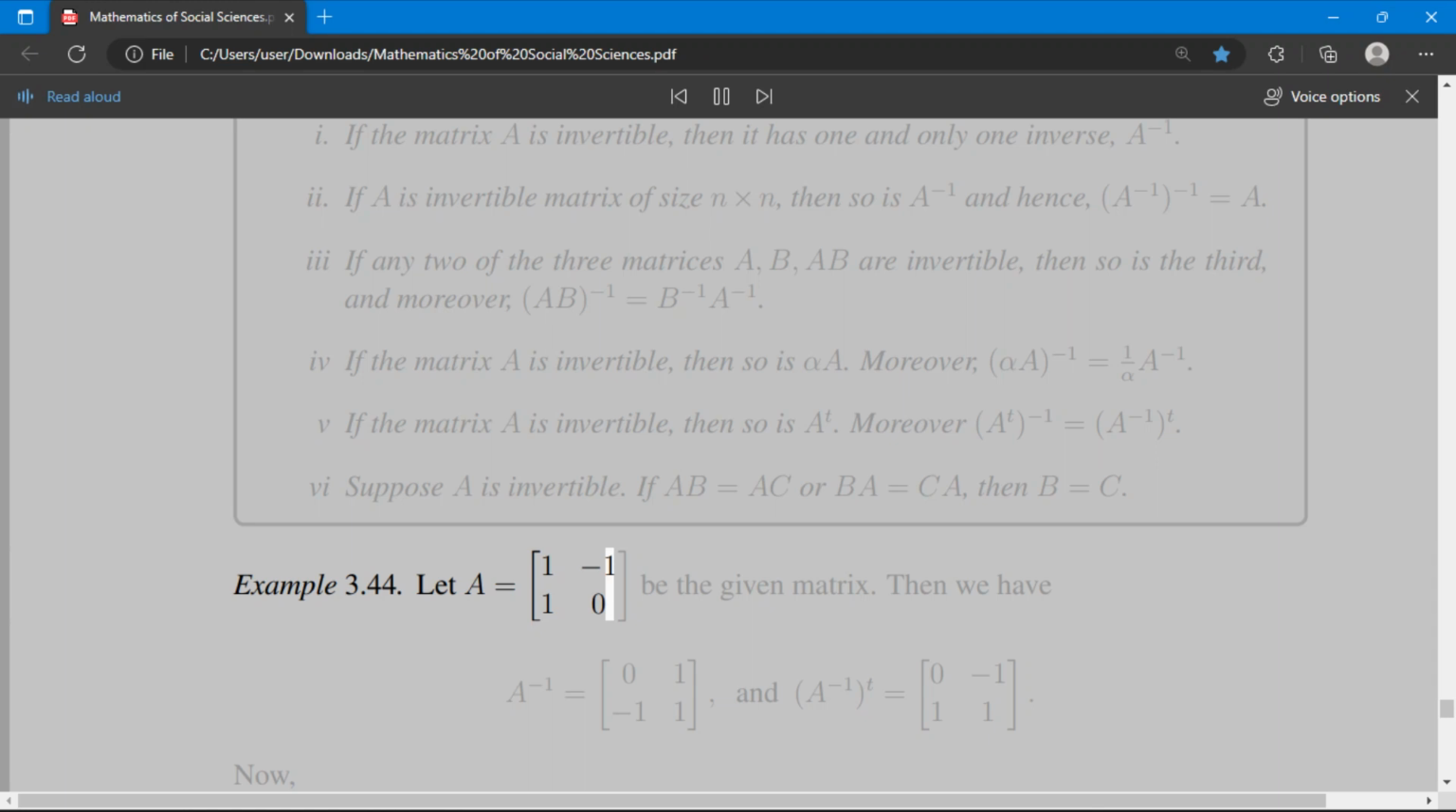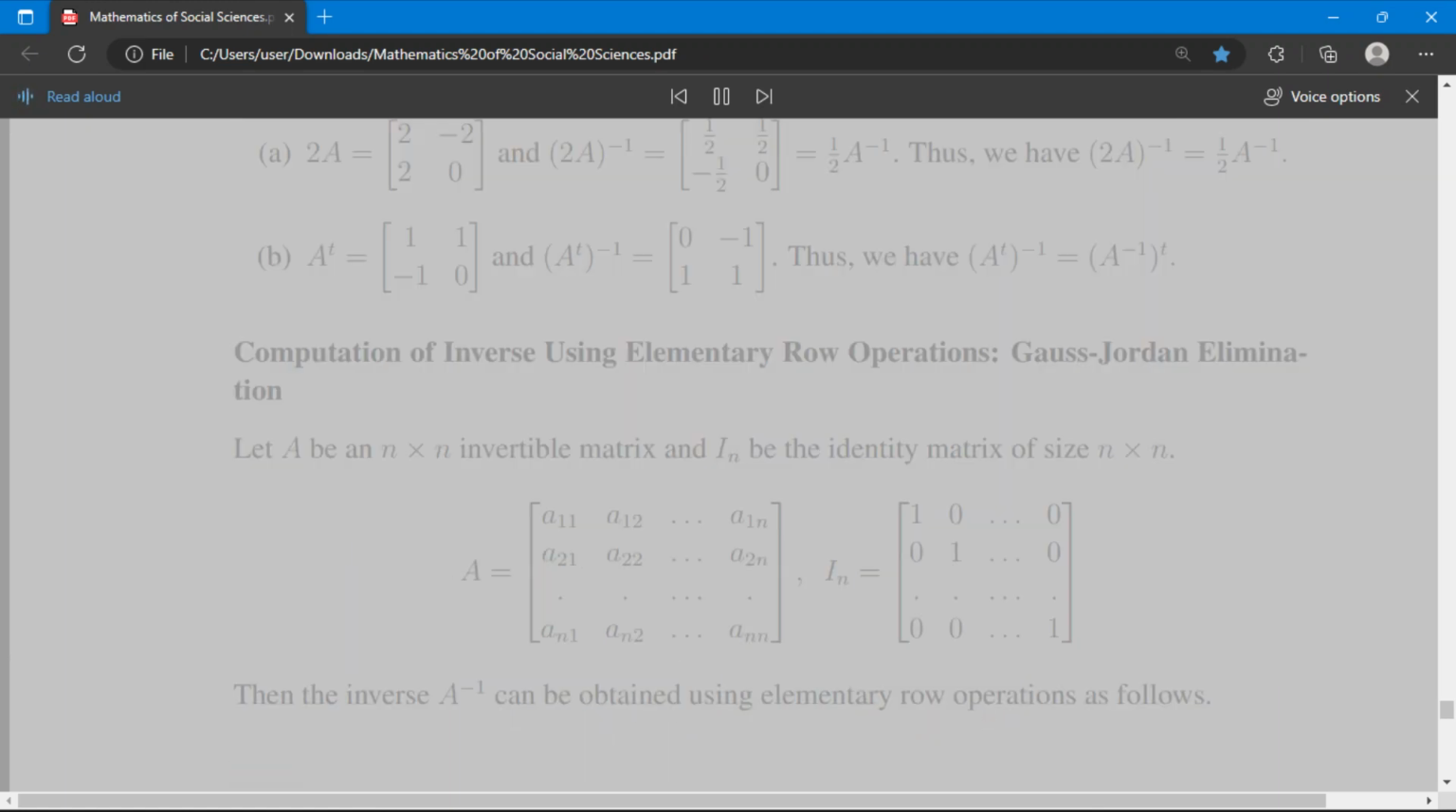Example 3.44. Let A equals 1 1, 1 0 be the given matrix. Then we have A^-1 equals 0 1, 1 1, and (A^-1)^T equals 0 1, 1 1.